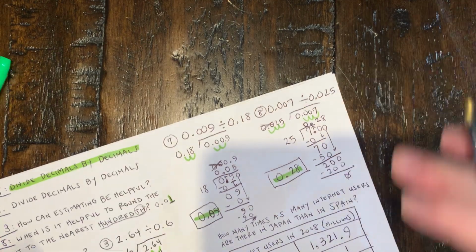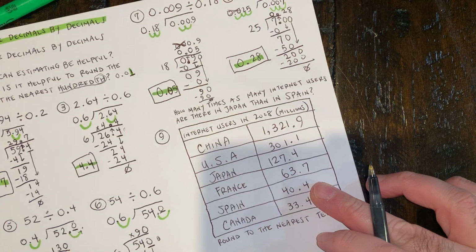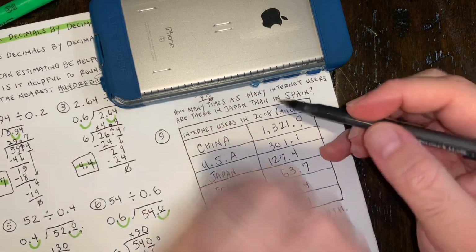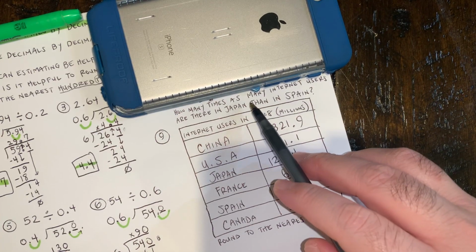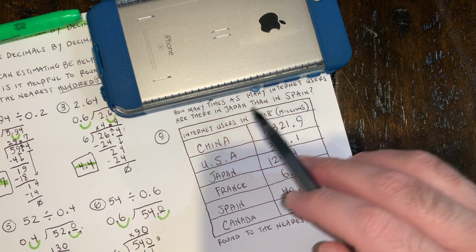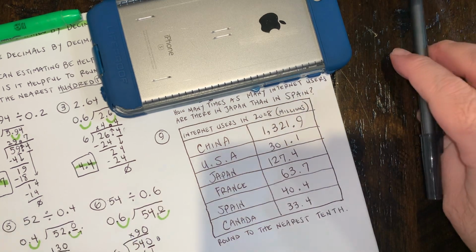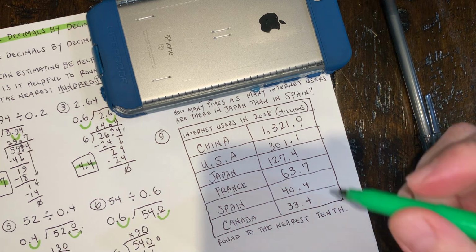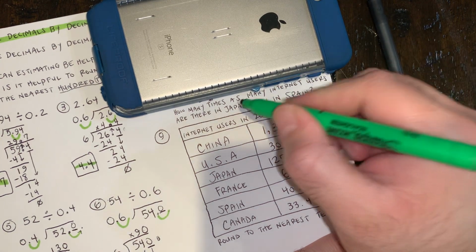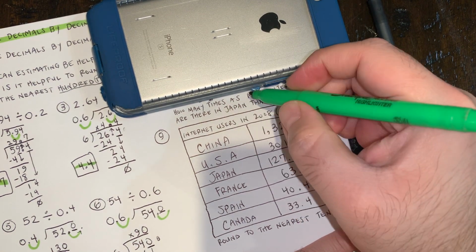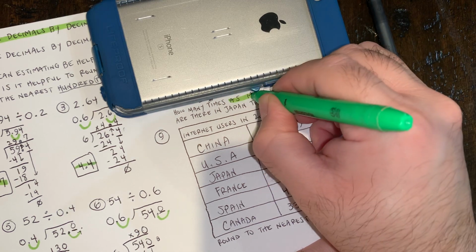Okay, last problem. How many times as many internet users are there in Japan than in Spain? So in this word problem, you have to get the information from the word problem. They want to know how many times as many. As many means division.